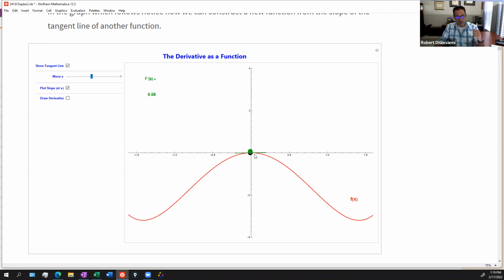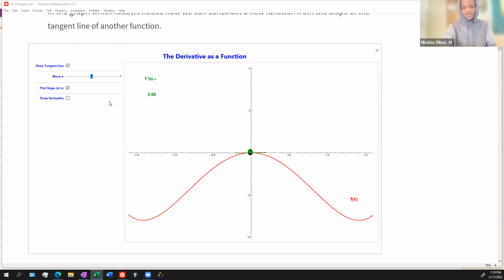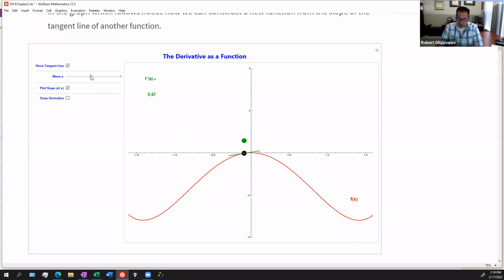And then what's going to happen when I move to the right? Let me ask somebody. Nicholas, are you there? Yes. So what's going to happen, Nicholas, if I keep moving this black dot to the right, what's going to happen to my green dot? Where's it going to go? It's going to go down below the x-axis, right? Because the green dot is the slope. And if the slope is negative, then the green dot has to go below the x-axis. So it's going to go down, right?